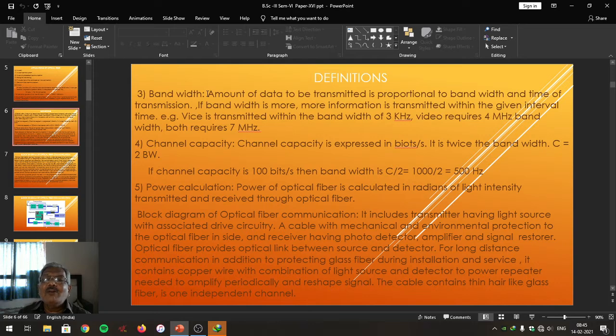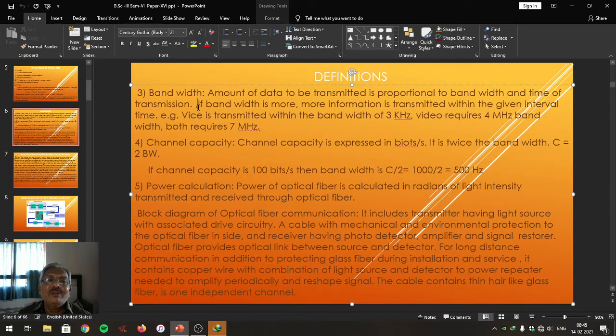The amount of data to be transmitted is proportional to the bandwidth and time of the transmission. That means how much amount of the data is transmitted within a given width or within a given interval of transmission time. That is called as a bandwidth.